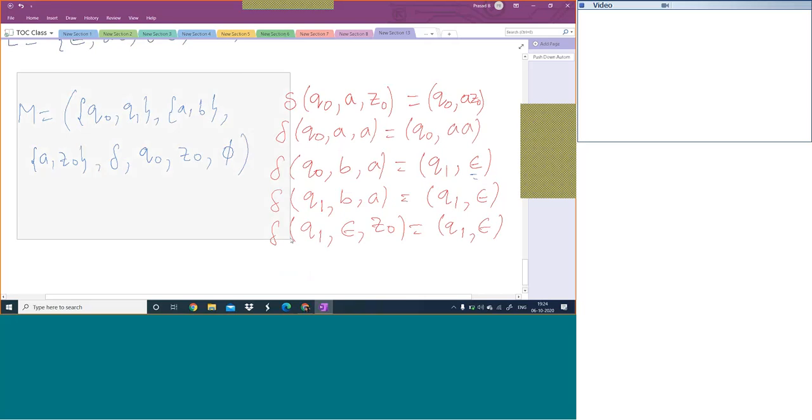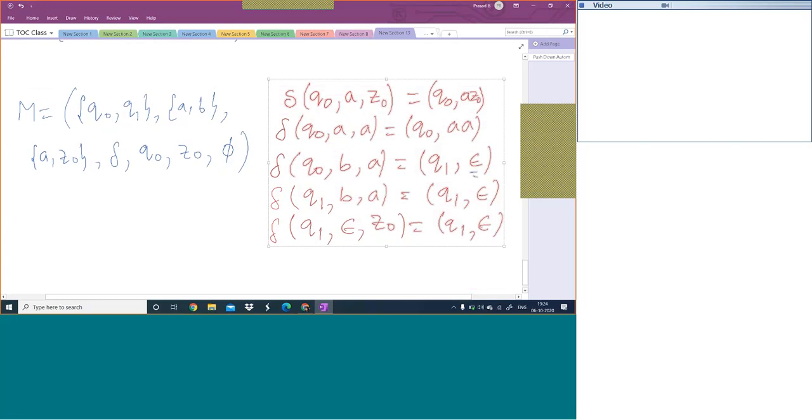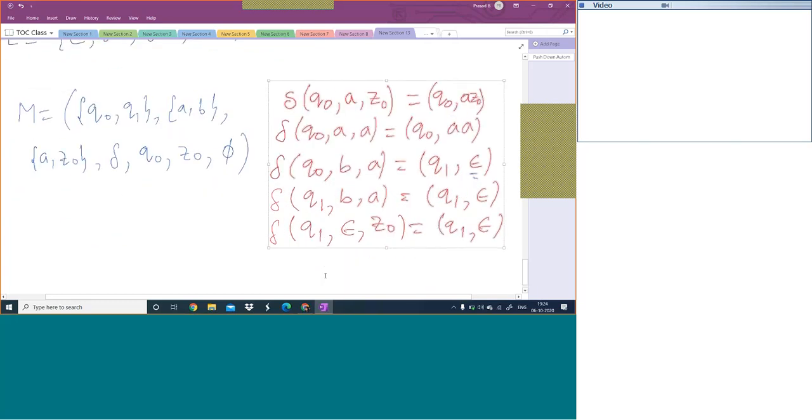Guys, this is the structure, and this is the design. So copy this. So the previous design is not perfect. Why? Because it is accepting some of the invalid strings.